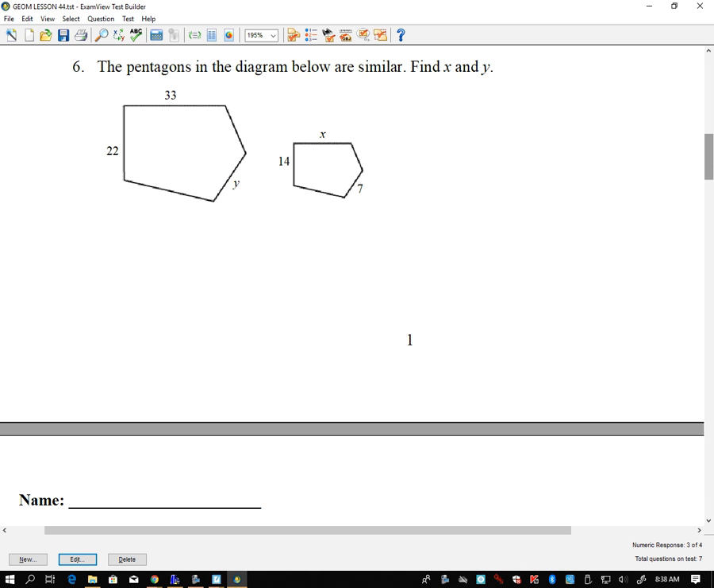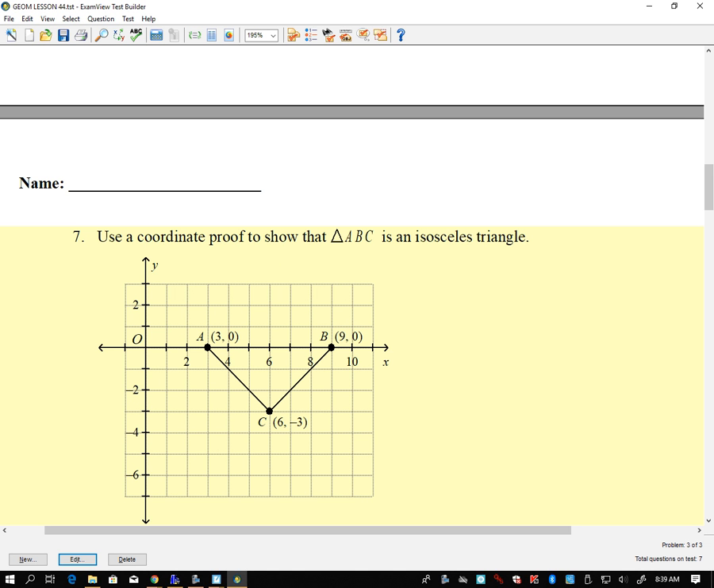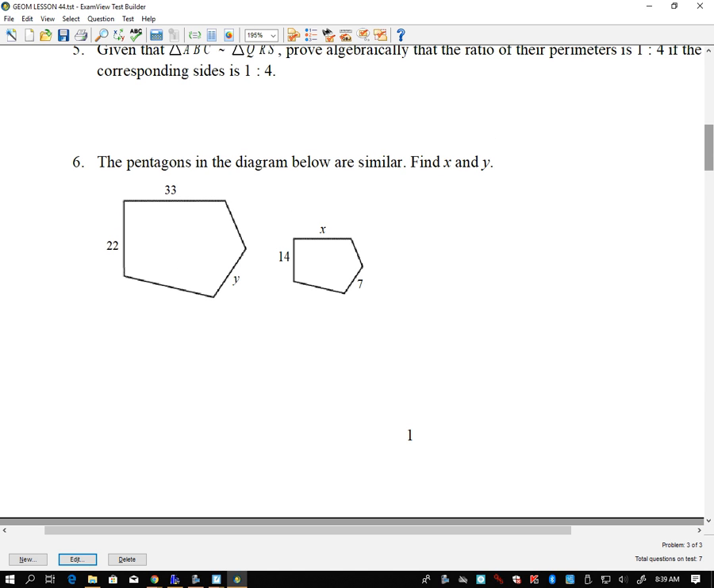Number 6, the pentagons in the diagram below are similar. We want to find x and y. What's the first thing you're going to have to do here, though? You need to set up a proportion, or at least find out what the ratio is, right? Oh my gosh, I still can't write on it. All right, so you're going to do what? X over 14 equals 33 over 22. So you're going to take 33 times 14 divided by 22. So X equals 21.